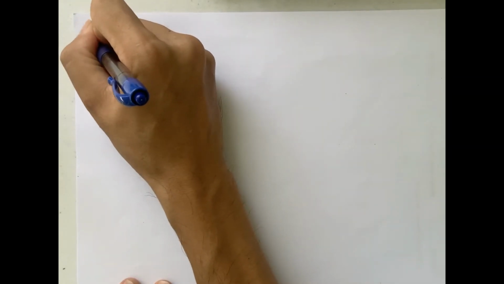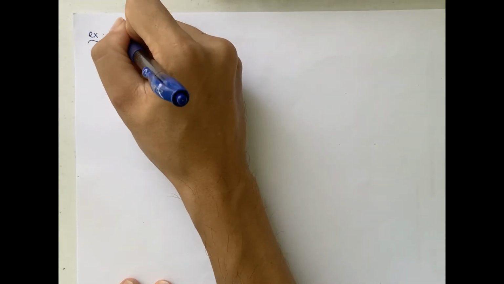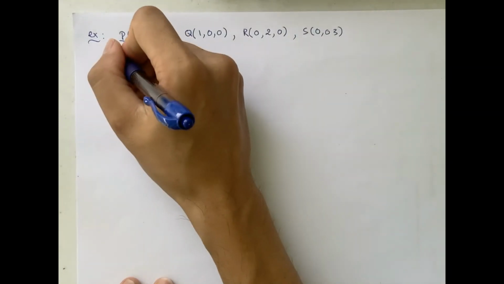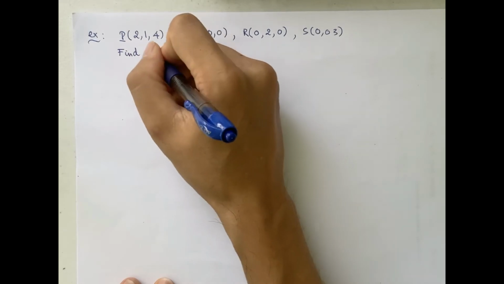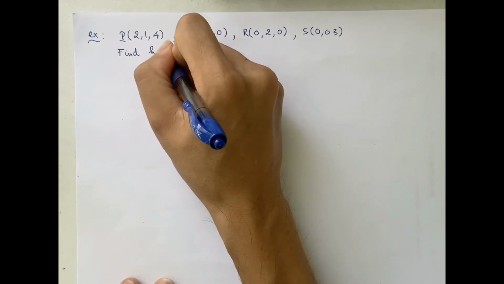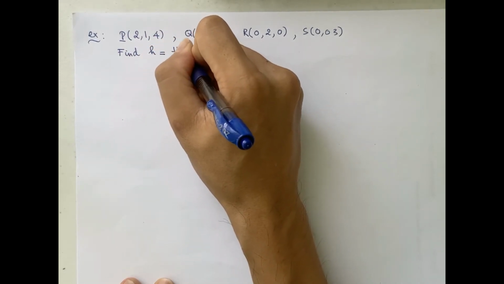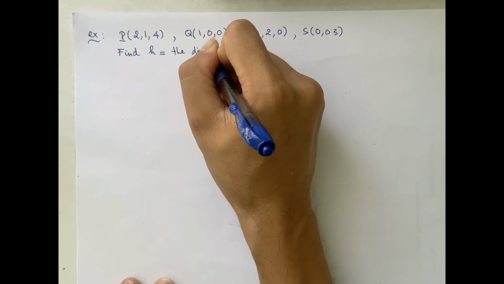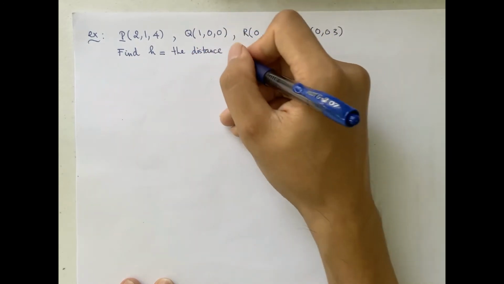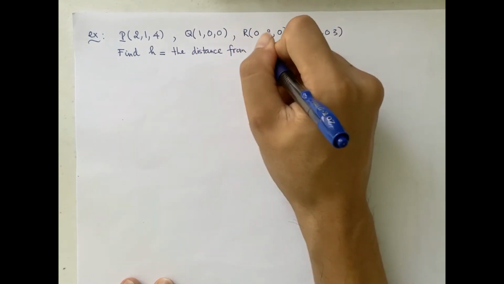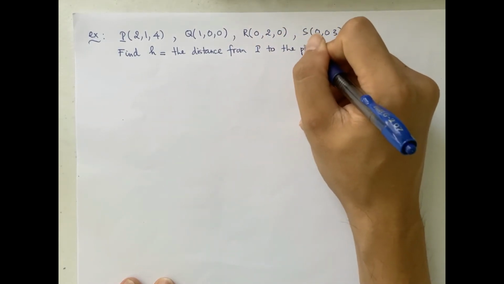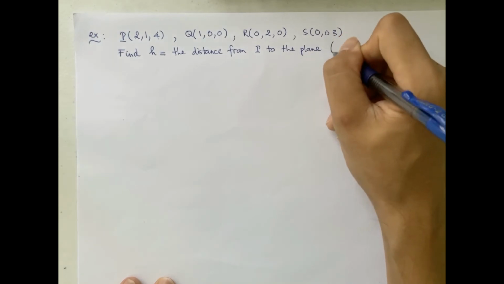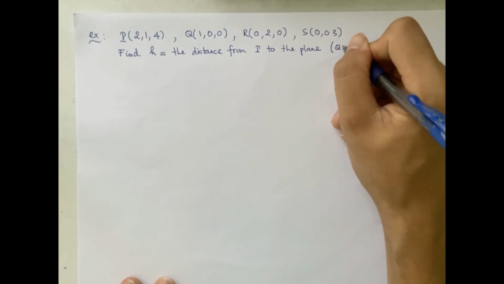So next example. Given 4 points, the question will ask you to find h, being the distance from P to the plane determined by the 3 points Q, R, and S.